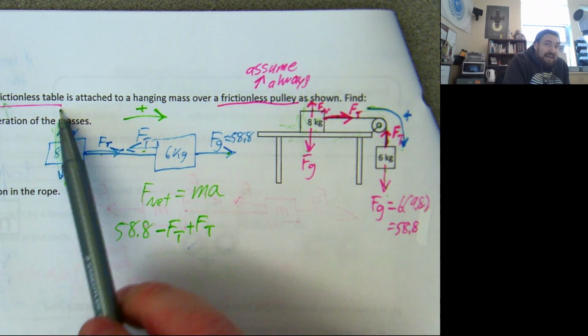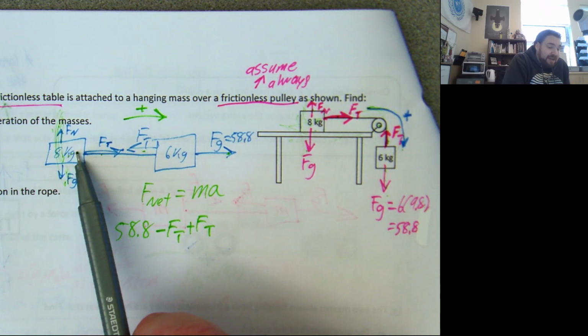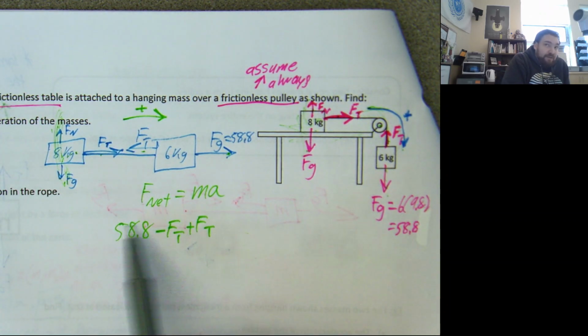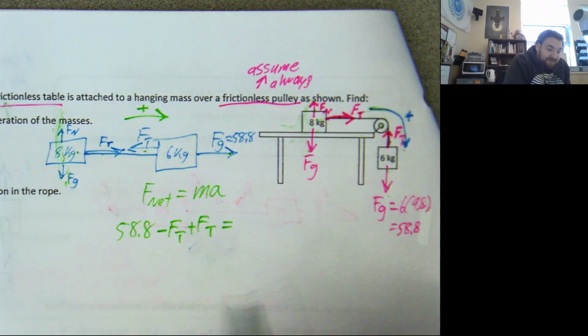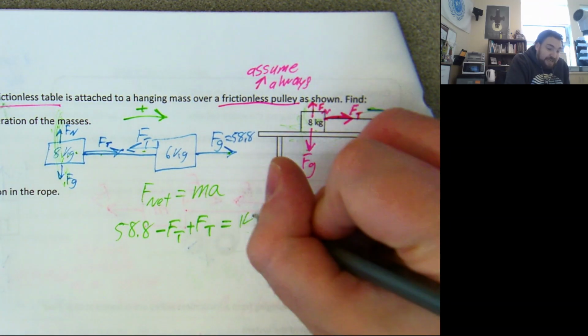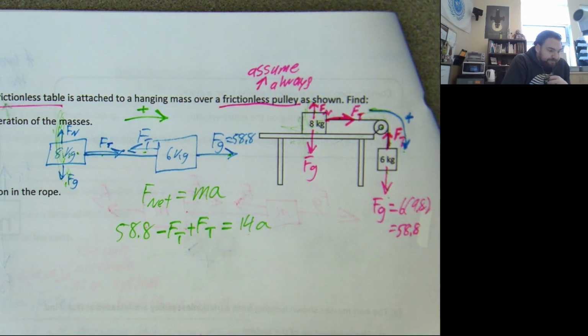These two are also not acting in the direction of motion of the 8 kilogram block. They do not need to be included in the F net equation. This is then just going to equal your combined total mass of the system, 14 times A.